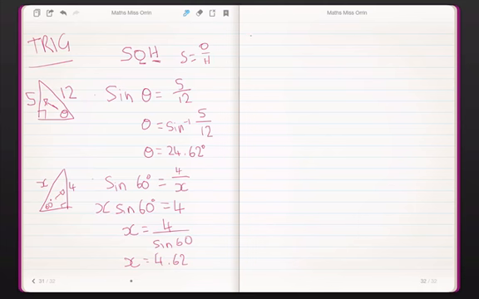So what if we had a triangle that looked like this? Remember, always has to be right-angled triangles, okay? Let's call this one 6. This can be our unknown angle, and let's say this one's 11, all right?